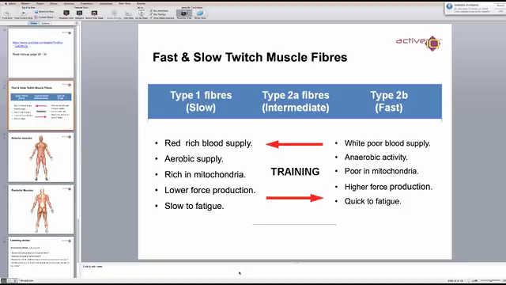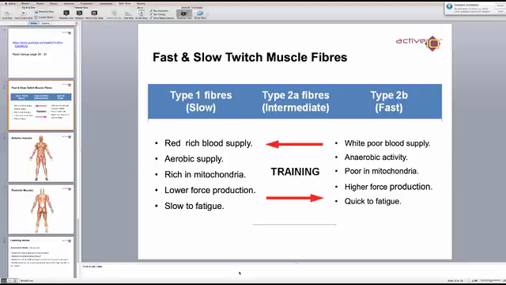So those are the ones that we use when we're doing our long distance type activities, sort of running a marathon, long distance cycle, continued long use of the muscle. All right, those are our type 1. And they are called slow twitch muscle fibers.